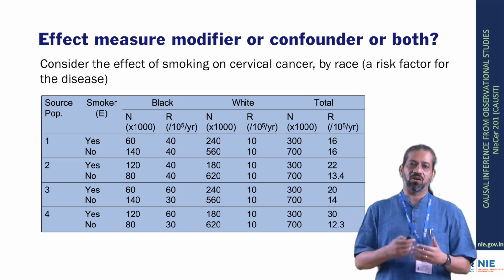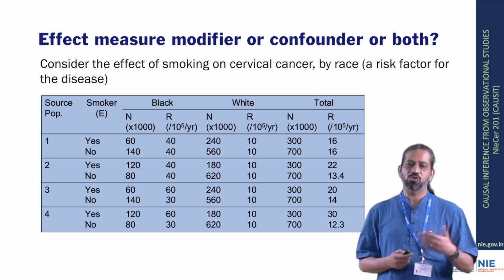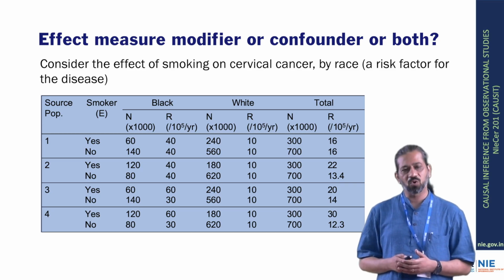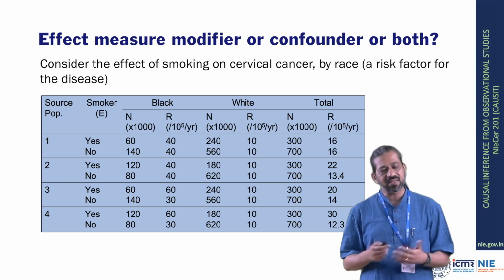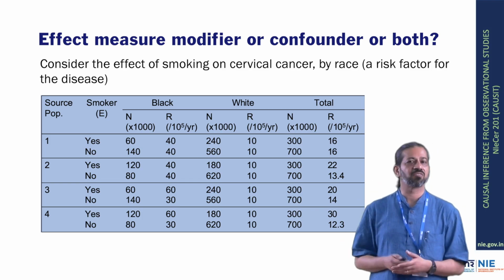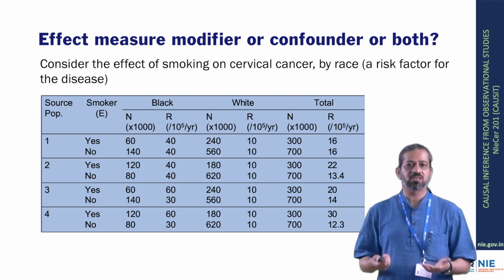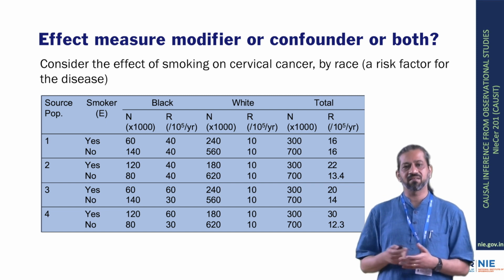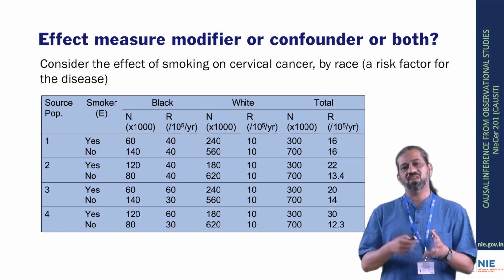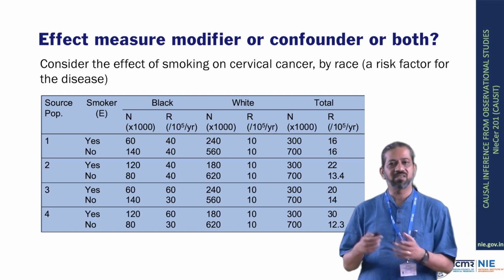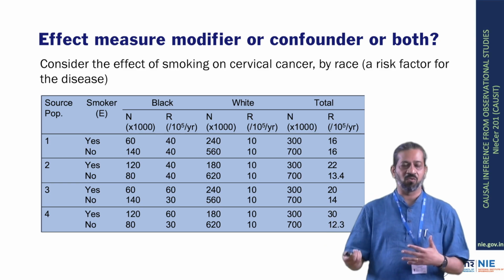And race also has been shown to have an influence on smoking rates. The smoking rates are different in blacks and whites, and hence it could be a potential confounder. Race could also be thought of as a modifier, in that it is possible that the effect of smoking on cervical cancer might be different if you are black or white.